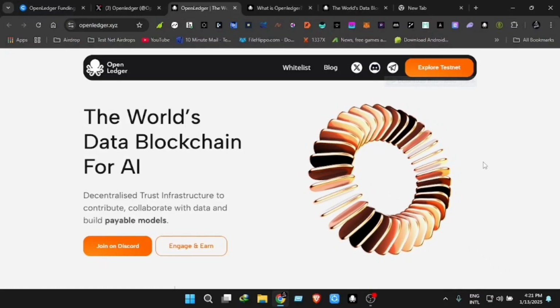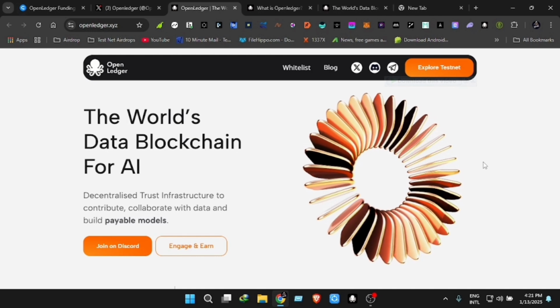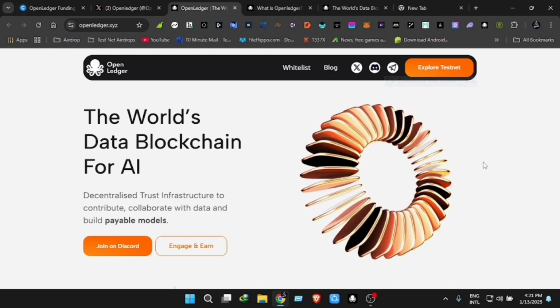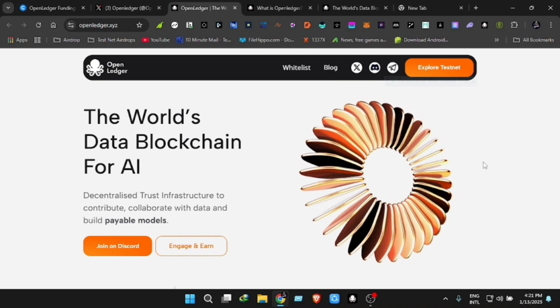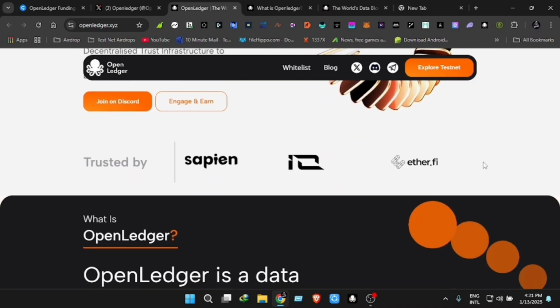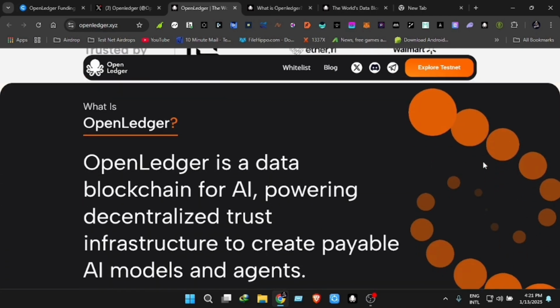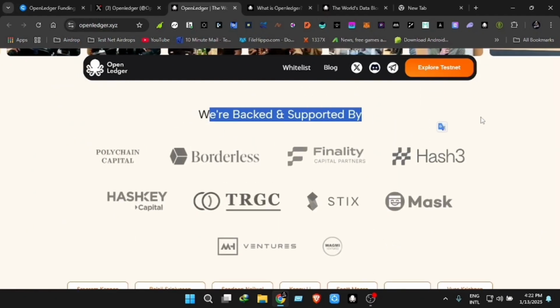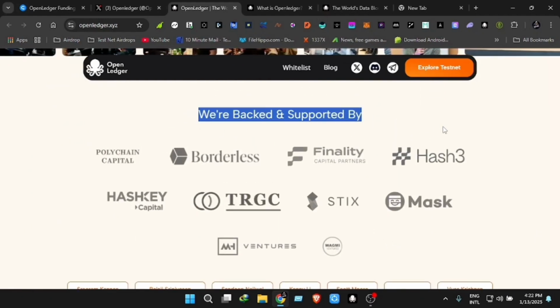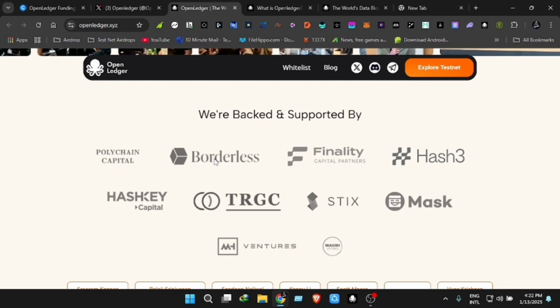Today I'm talking about a new DePIN AI project. The project name is OpenLedger. You can find all their information on their website. If you scroll down, you can also see the project backers on their website. The backers of the project include Polygon, Husky Capital, and others.